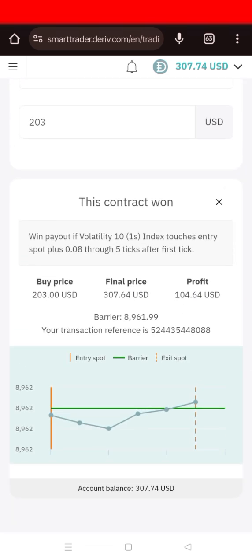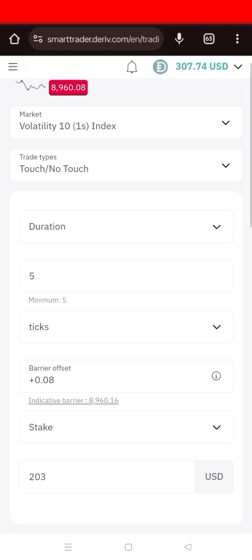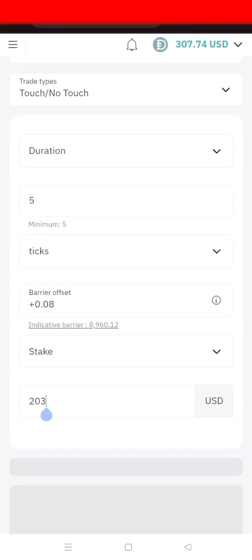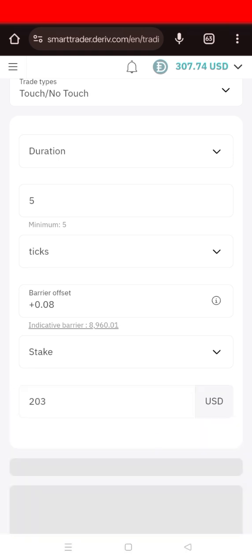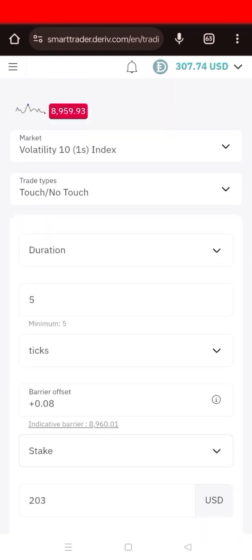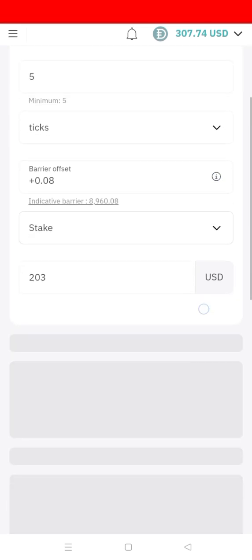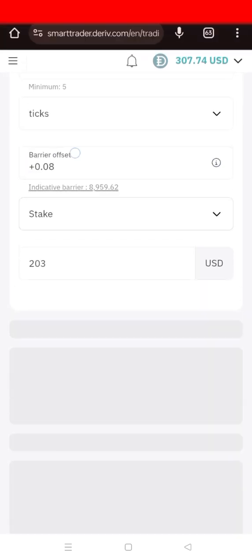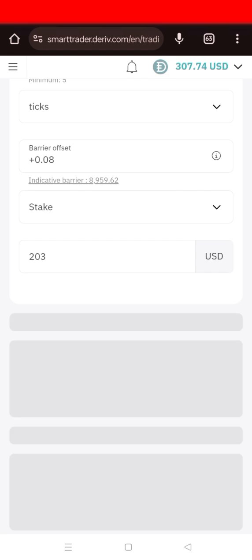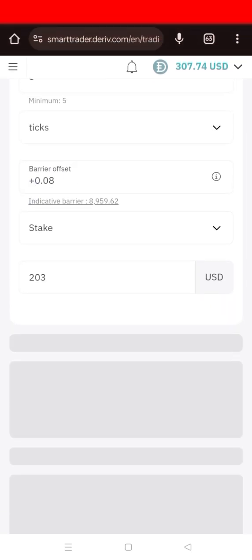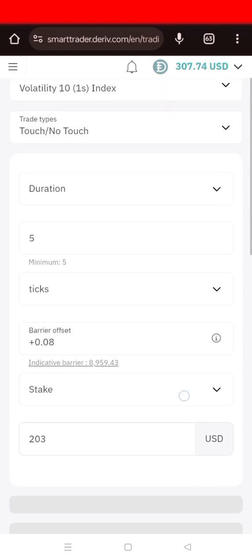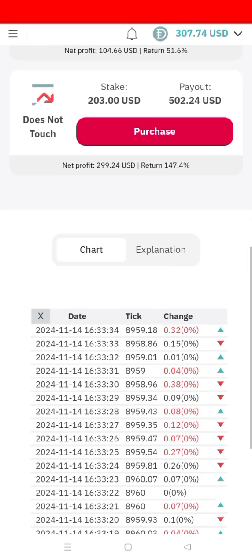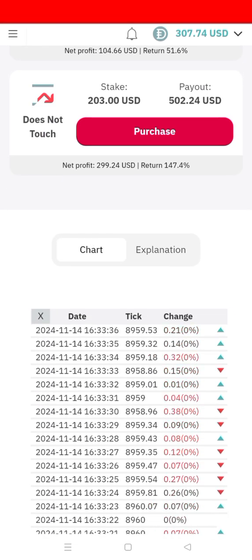So we will just increase this to 304.74 so that we can have our entry again. So it's that simple, 307.74. You always observe also on the tick chart. You can see it's trending down, so our barrier should be positive. That's why I'm using a positive barrier, because we can see the market is trending downward. So we have no issue with that.